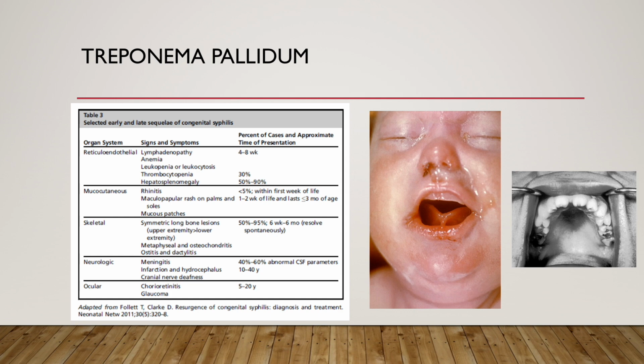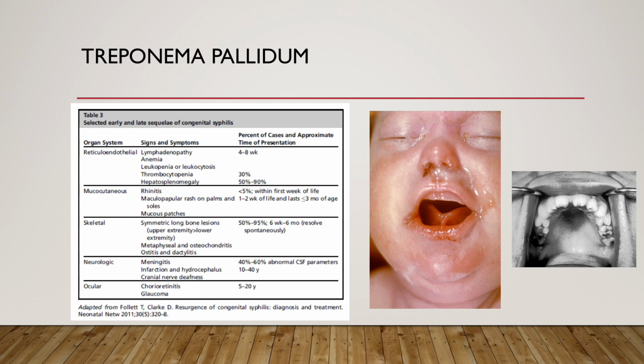Rhinitis in the newborn, also known as snuffles, is very commonly seen and can be seen in the picture on the right. Snuffles contain high loads of the bacteria Treponema pallidum, and are therefore infectious and contagious.